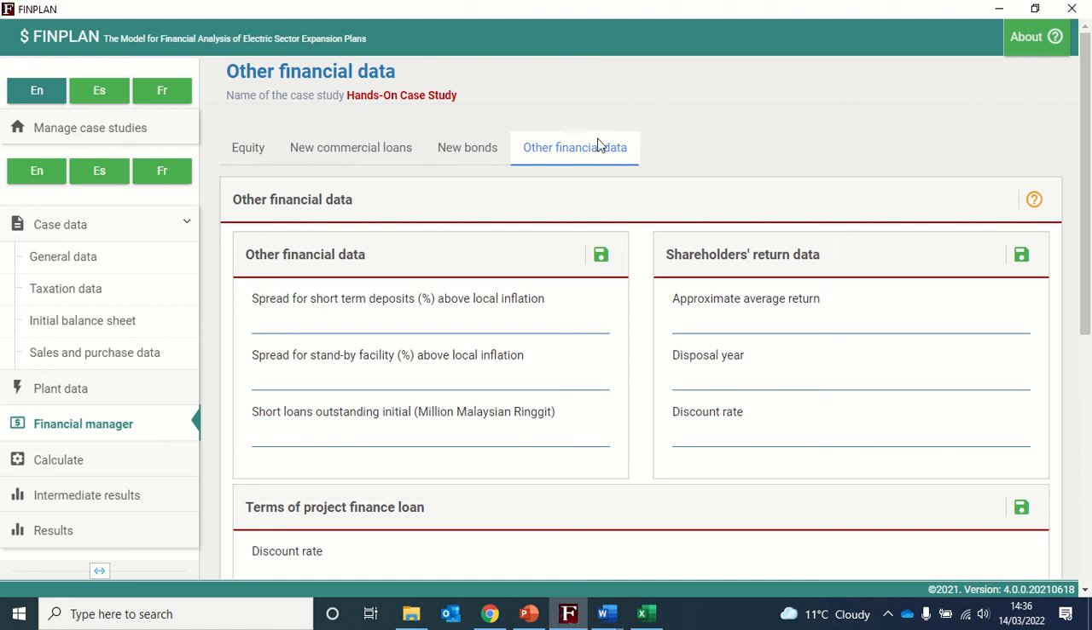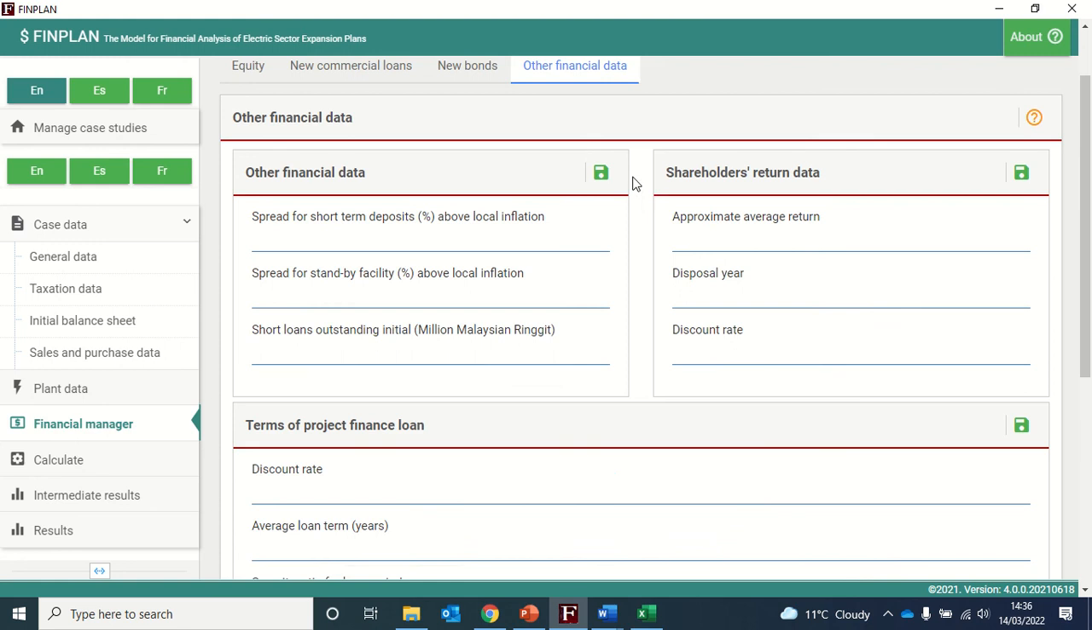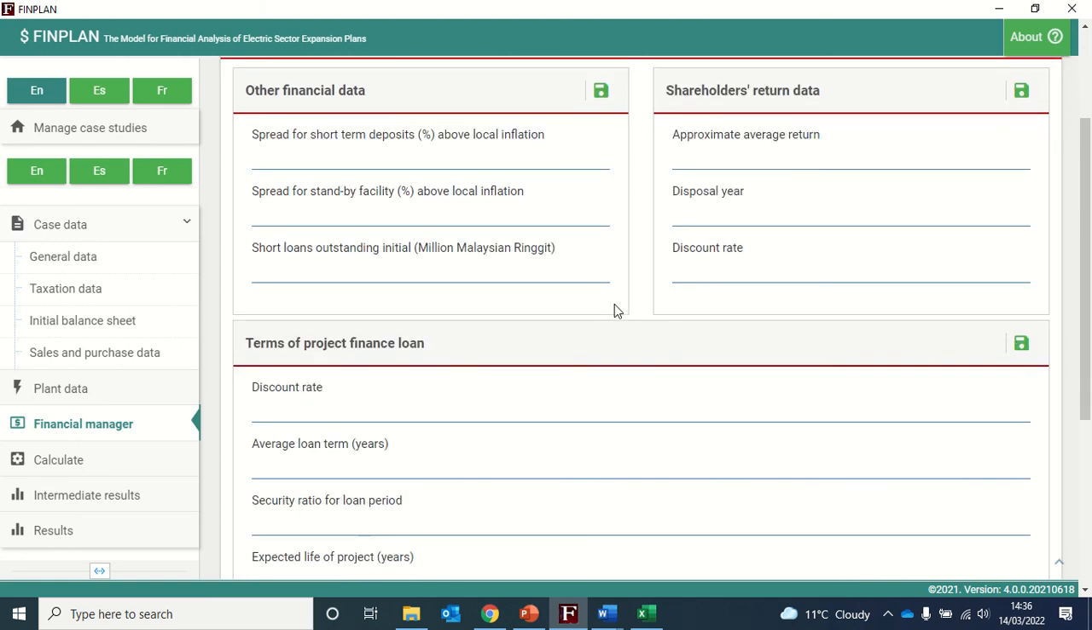So now in this other financial data page, we will provide data related to the short-term deposit and standby facility. So we'll click on other financial data in the top bar here. And on this page, we can see 3 boxes: other financial data, shareholders return data, and terms of project finance loan.